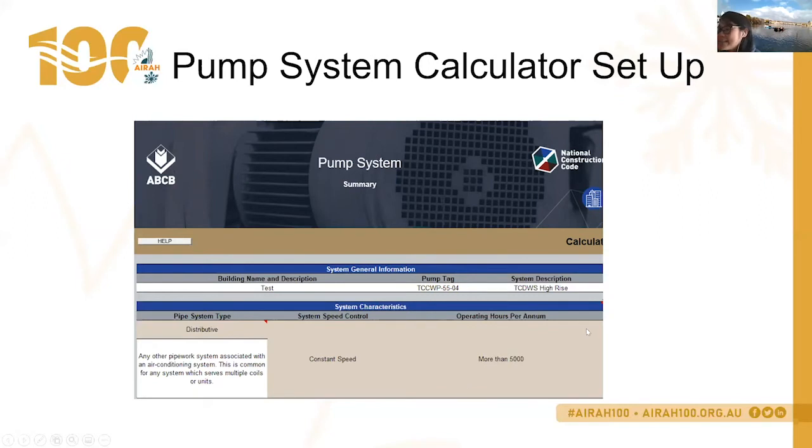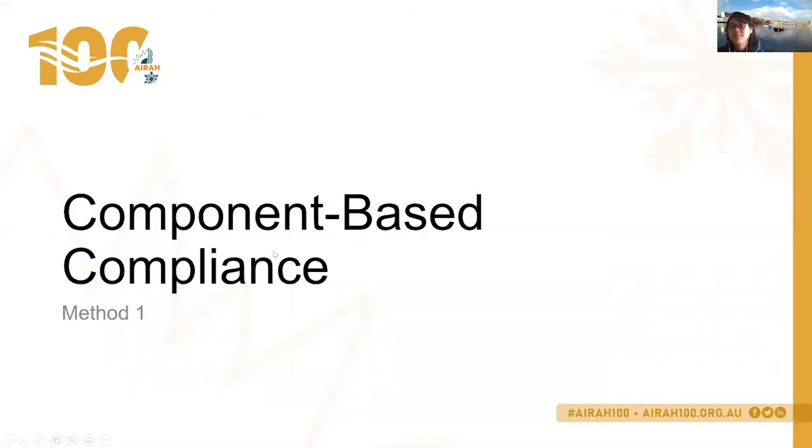And then here we have operating hours per annum. There will be choices for you to put in either more than 5,000 hours per year, between 2,000 to 5,000 hours per year, or less than 2,000 hours per year. So this is all fairly straightforward. Now, once you've done all of that setup, we then go into the different methods of complying. So we're going to start looking at using the component-based pathway first, and see how we go.